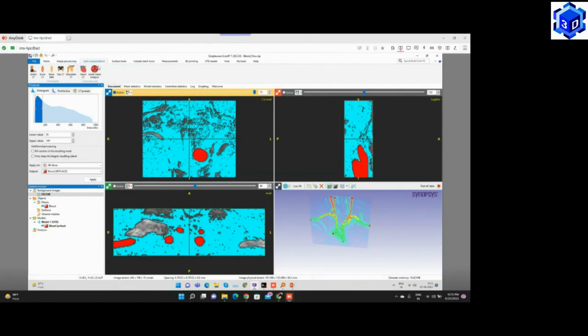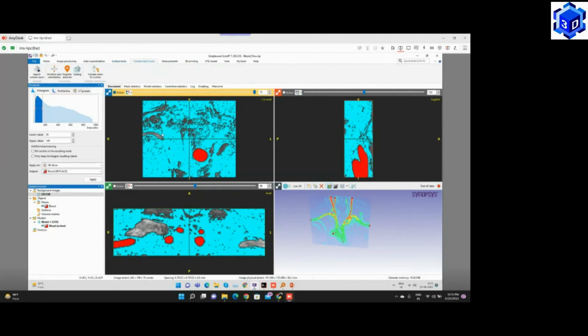Also, this is the auto segmentation section that we discussed in the presentation. You simply click on any of these presets and it will automatically segment the whole data set for you. These are the surface tools which allow you to refine the model. If you are looking to print this image or model on 3D printers, these surface tools are very useful if you want to post process the image data.